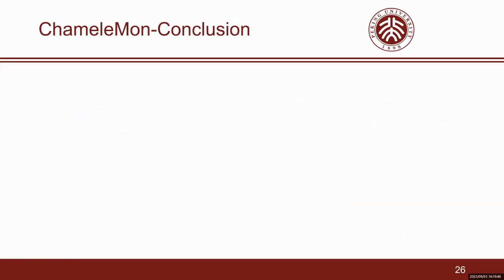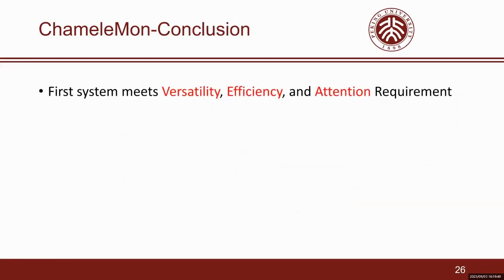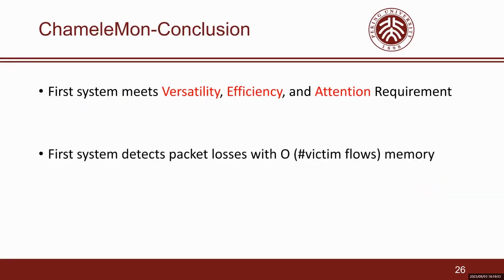In conclusion, ChameleMon is the first system that meets versatility, efficiency, and attention requirements at the same time. ChameleMon is also the first system that supports packet loss detection with memory overhead proportional to the number of victim flows. We have fully implemented ChameleMon on our testbed, and extensive experimental results verify its effectiveness.